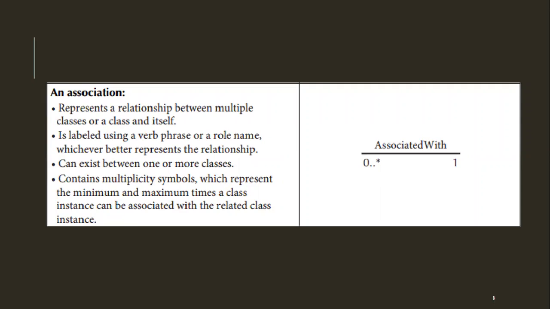So this is what I was explaining earlier in the last class, association. Association is a relationship between two classes. Suppose there are two classes, or more than two classes are available, you will have a relationship between those classes. Here it represents a relationship between multiple classes, or a class and itself. So there can be many classes.